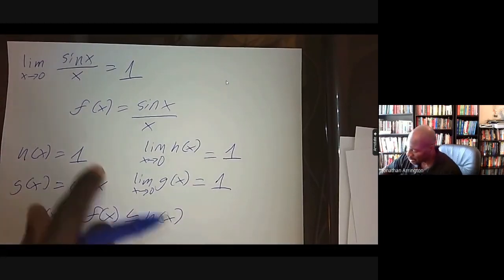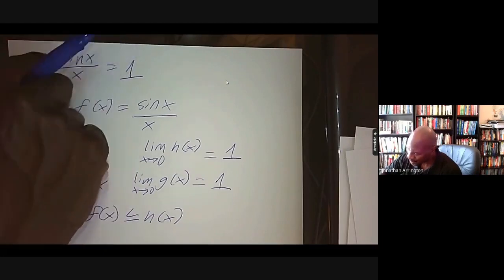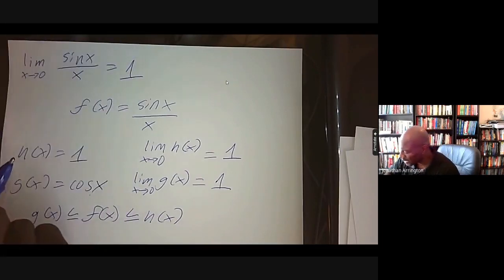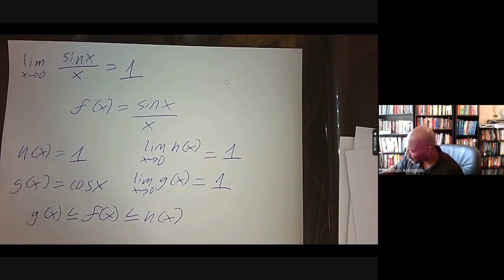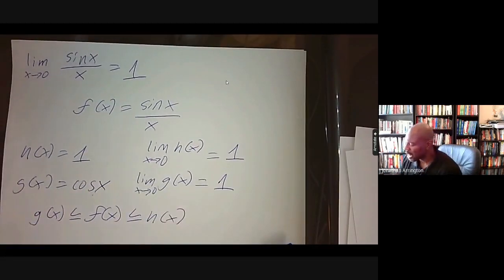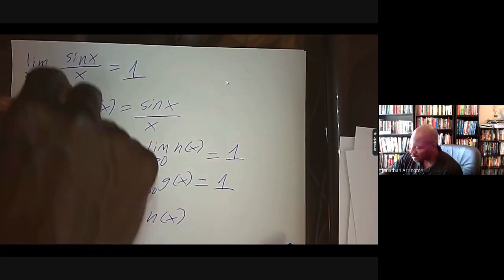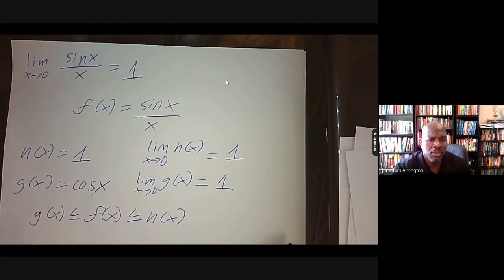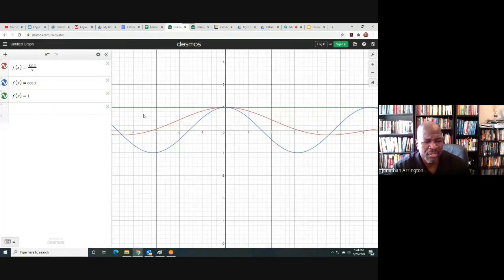So anyway, the limit as x goes to 0 of sine x over x is 1. And I'll show you a graphical representation and further explain the squeeze theorem from a graphical standpoint. So I graphed these three functions here in Desmos. Let's look at those graphs. Here is the graph, and you can see green is the function f of x equals 1. Red is the function sine x over x, and the blue is cosine of x.